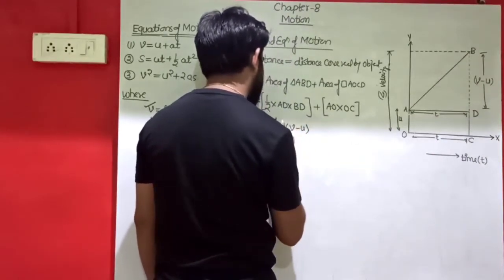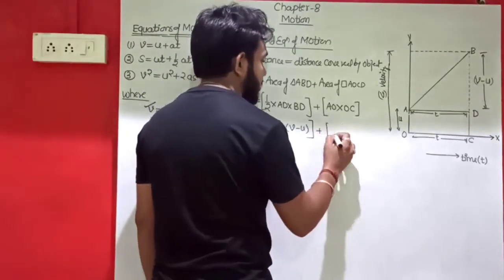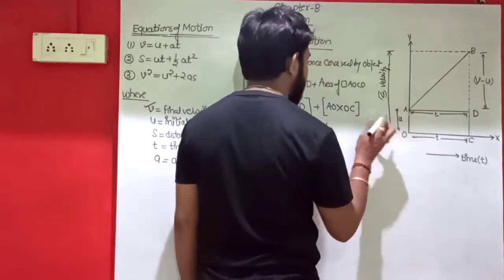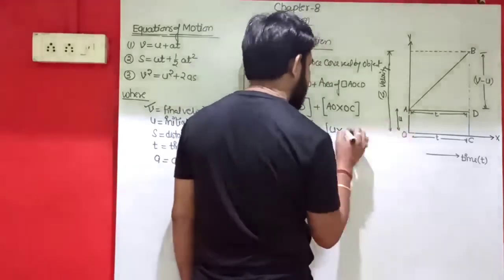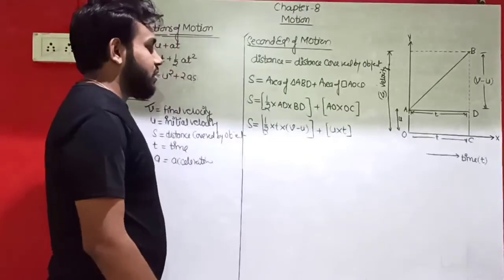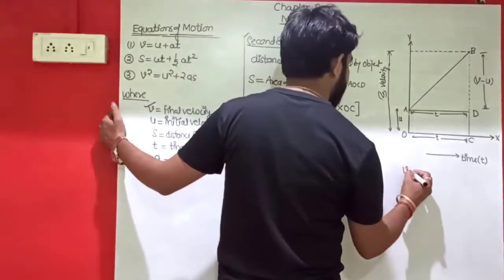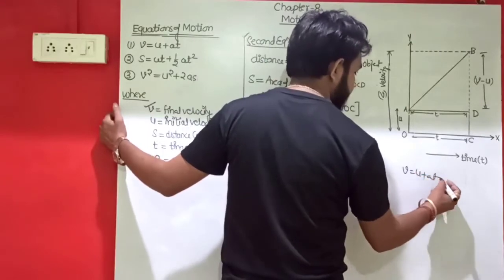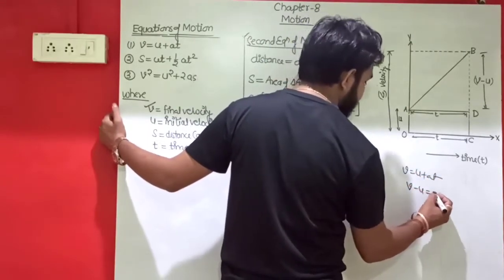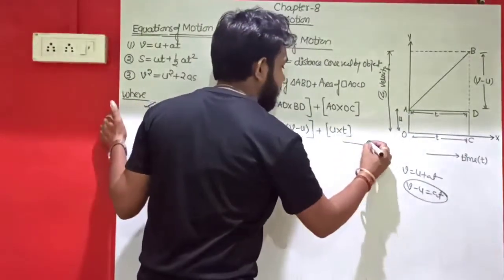Okay, student. Now what is AOC? That means U, that is U into what is T? So UT. Okay, fine. Now next, student, आपको पता है V equal to U plus AT, then V minus U equal to AT. Okay, so here equation number 1.